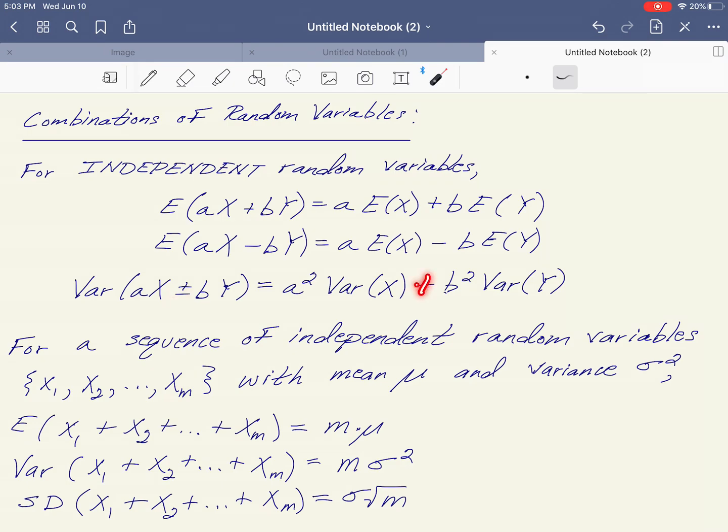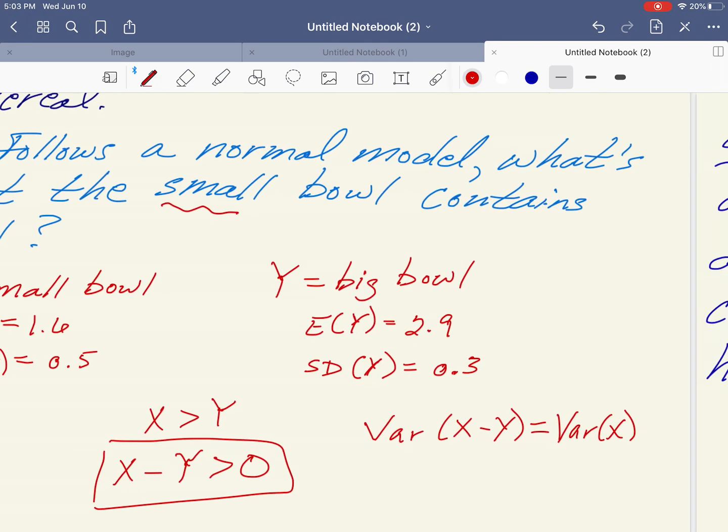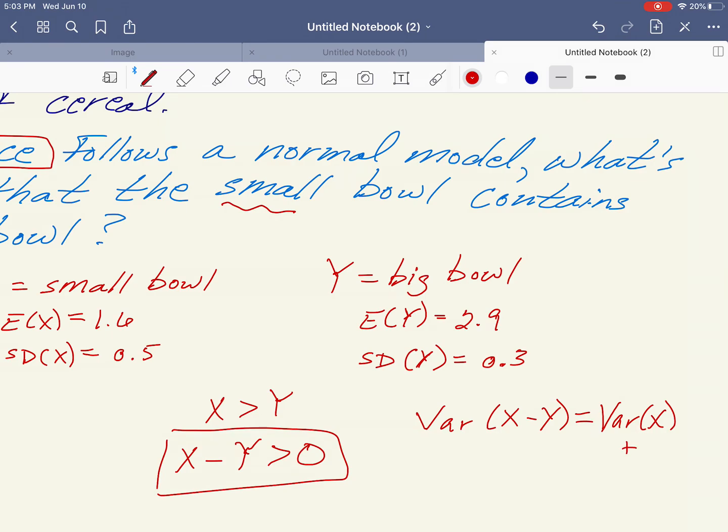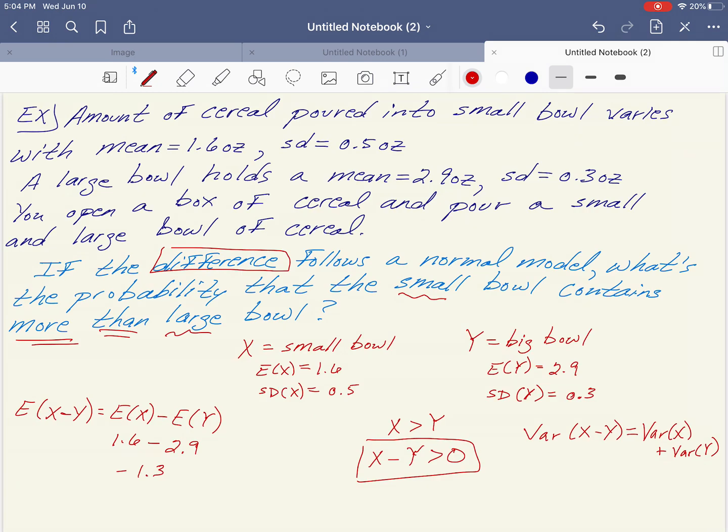Again, we're just looking at x subtract y, so we have the subtraction part there and the addition part here. There's nothing being multiplied in front of these. So what I'm saying is that for the variance of x subtract y, that would be equal to the variance of x plus the variance of y.